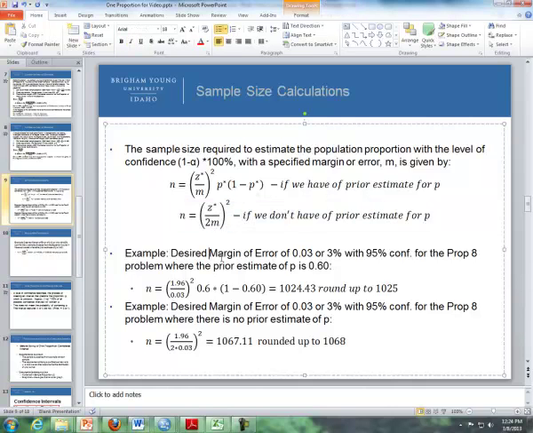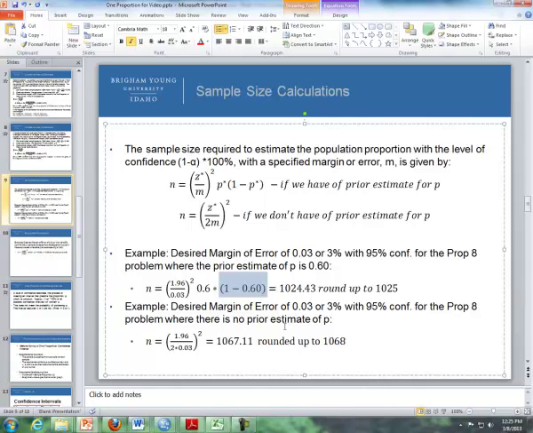So for instance, if we have a desired margin of error of 3% with a 95% confidence interval for the Proposition 8 problem that we covered earlier, and we had a prior estimate of 60%, we would use the first formula. We would put in 1.96, because we're interested in a 95% confidence interval, divided by our desired margin of error, which is 0.03, and we square that. Then we multiply it by our prior estimate, 0.6, times 1 minus 0.6. If we solve for that, we get 1024.43, but we always round up, so the desired sample size would be 1025.